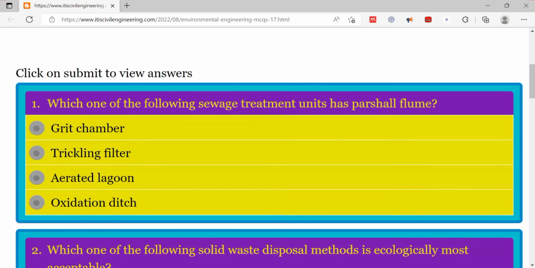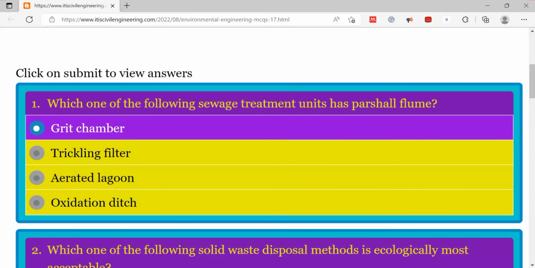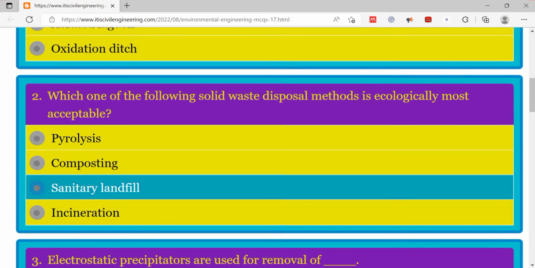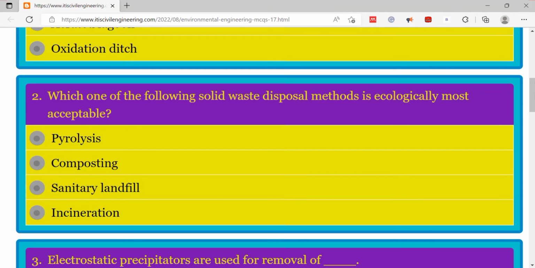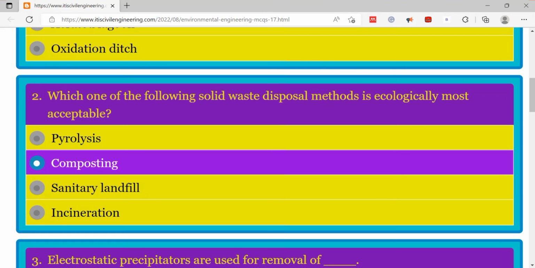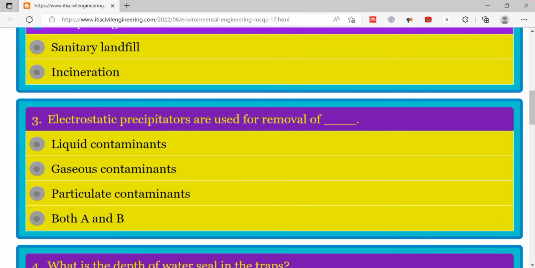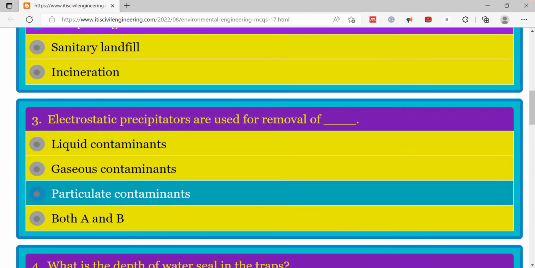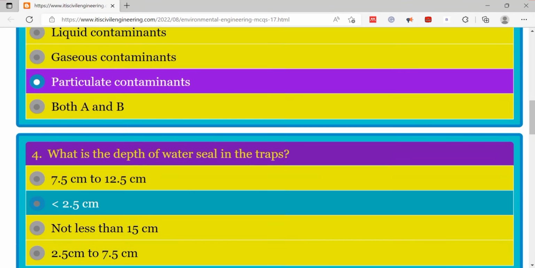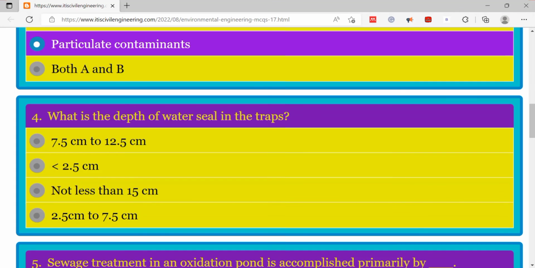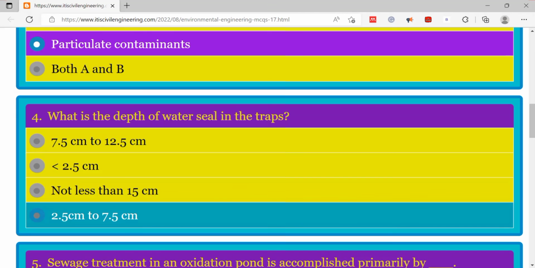Which one of the following sewage treatment units has partial flume? Grit chamber is the sewage treatment unit that has partial flume. Which one of the following solid waste disposal methods is ecologically most acceptable? Composting is one of the methods for solid waste disposal and it is ecologically most acceptable. Electrostatic precipitators are used for the removal of dash. We use electrostatic precipitators to remove the particulate contaminants. What is the depth of water seal in traps? So the depth of water seal in traps is 2.5 cm to 7.5 cm.